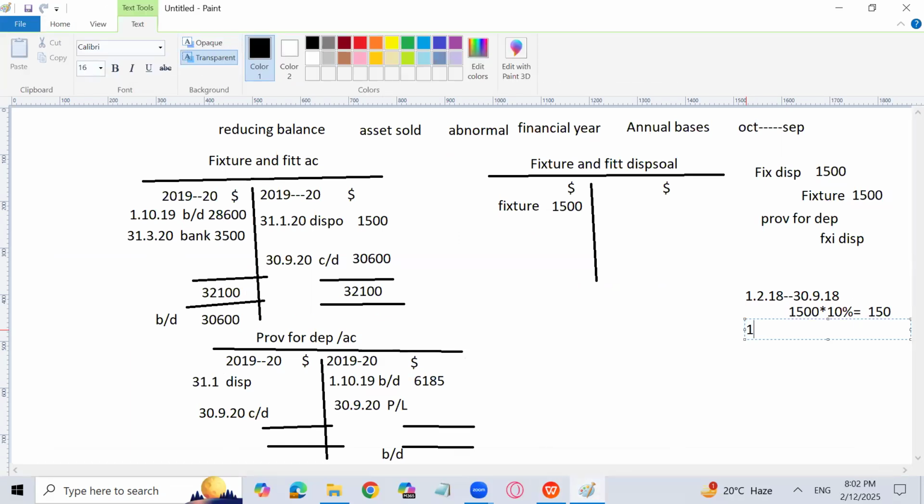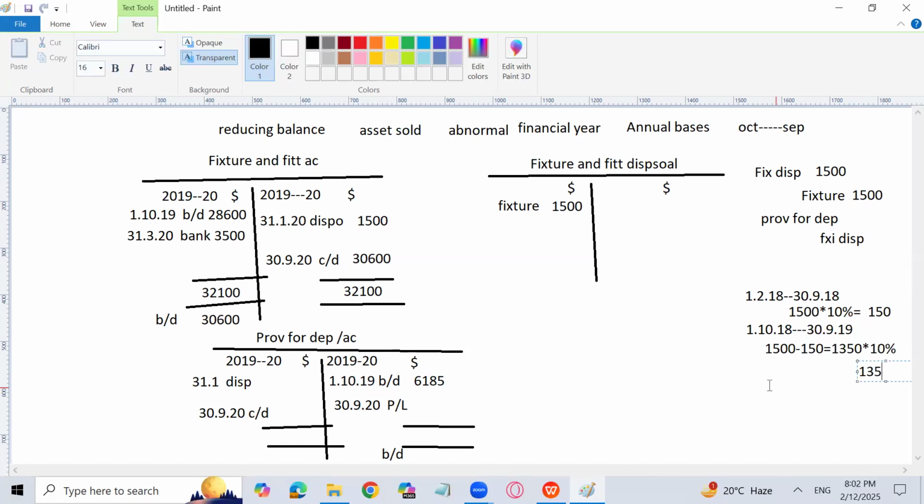Again, the asset has been used from 1/10/2018 till 30/9/2019. Again, the whole year has passed. I have to charge depreciation on this asset, but because we have the reducing balance method, 1,500 minus 150, the amount is 1,350, which is the net book value, and 10% of this is going to be 135.